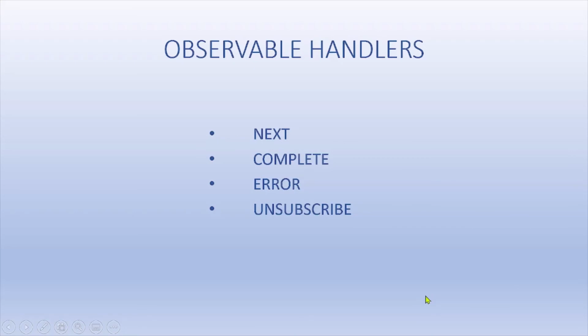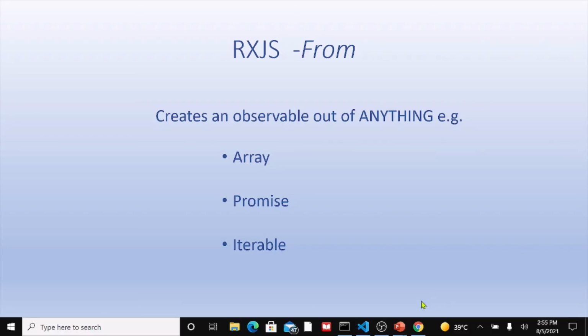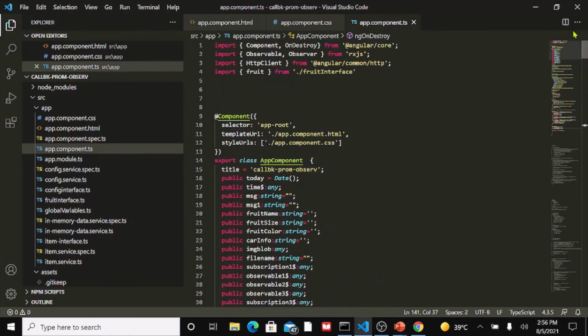The next thing we need to do is to look at the RxJs from. The RxJs from can create an observable out of anything, out of an array, out of a promise, out of an iterable. Okay, so let's do that now. We'll come back to the code. And we'll start by importing from the RxJs library.